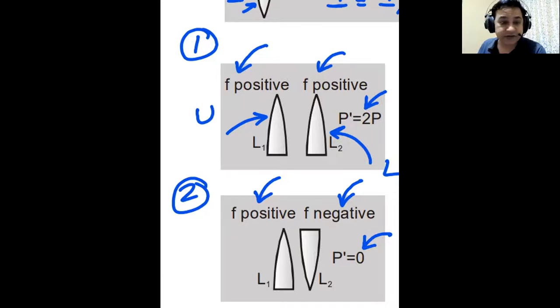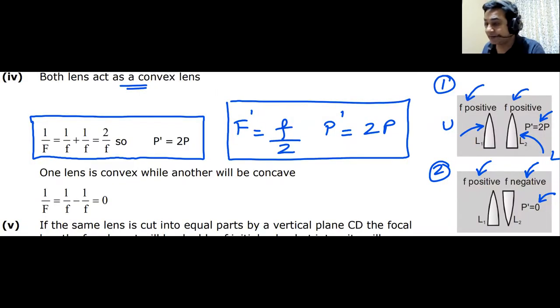Please draw the diagram of both the configurations. Okay, sir. And then you can note down the formulae for power and the focal length in the two cases.